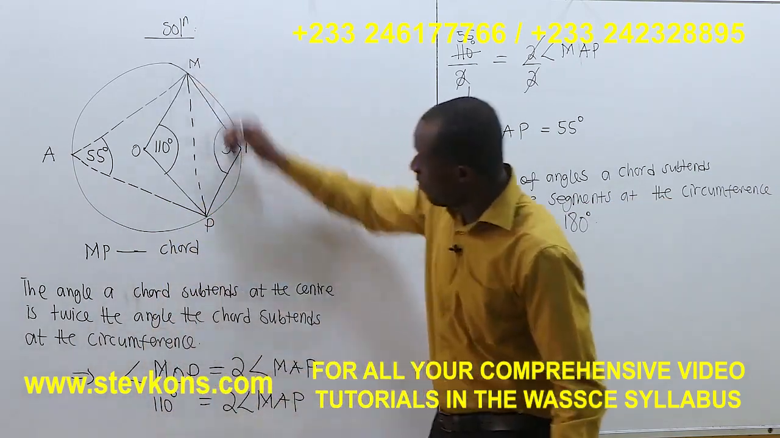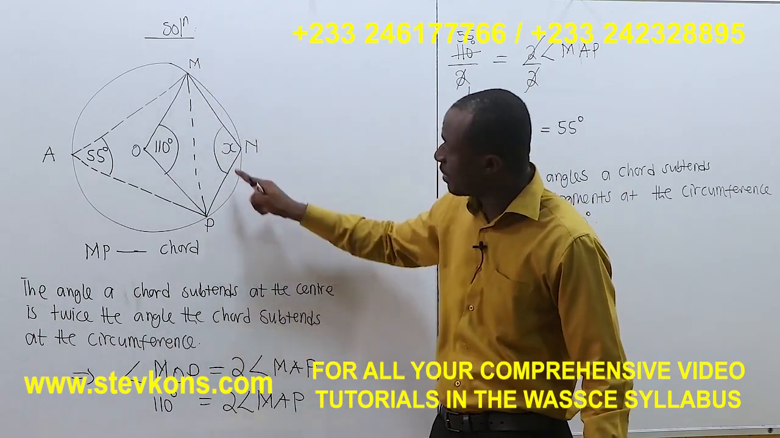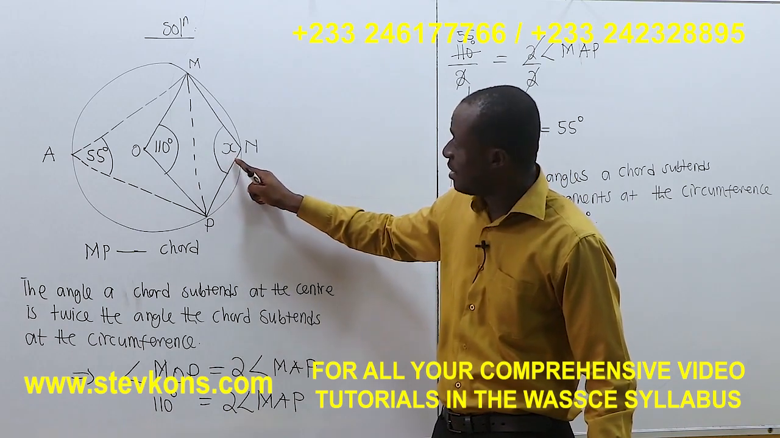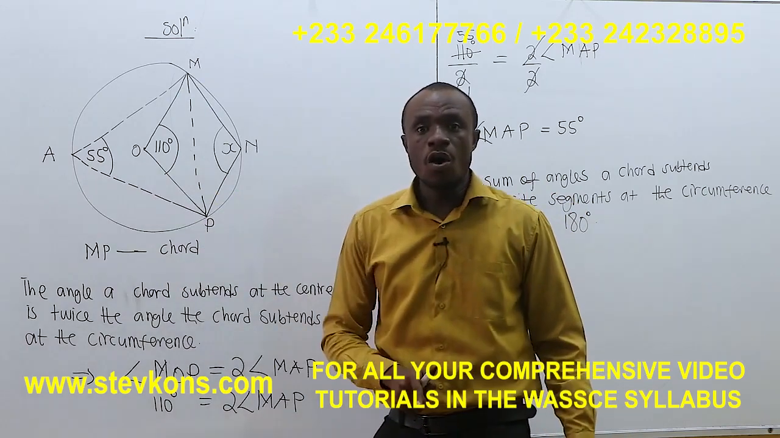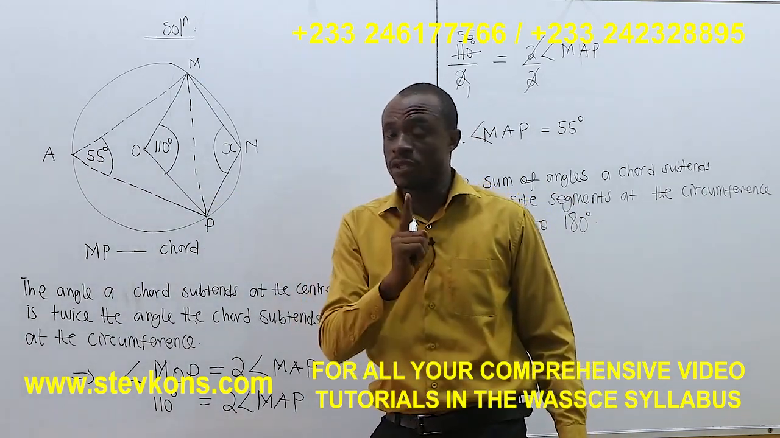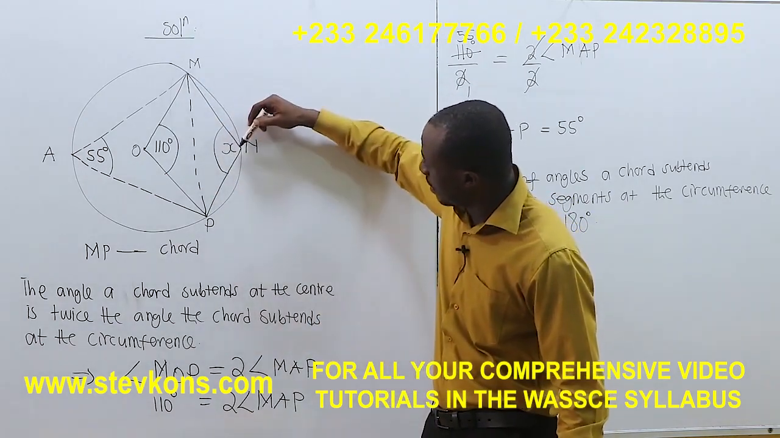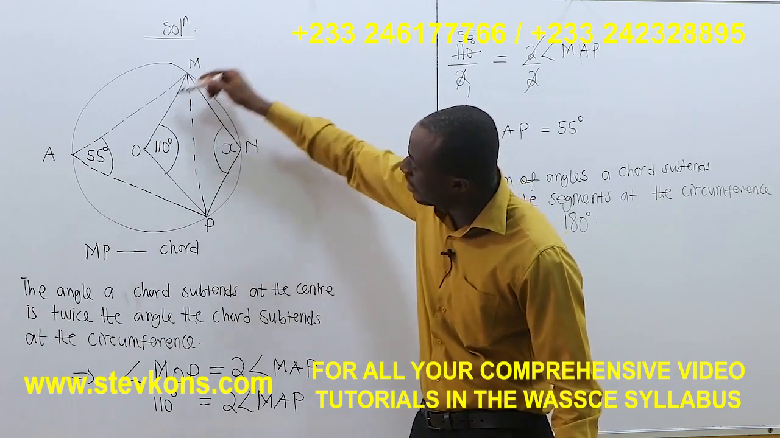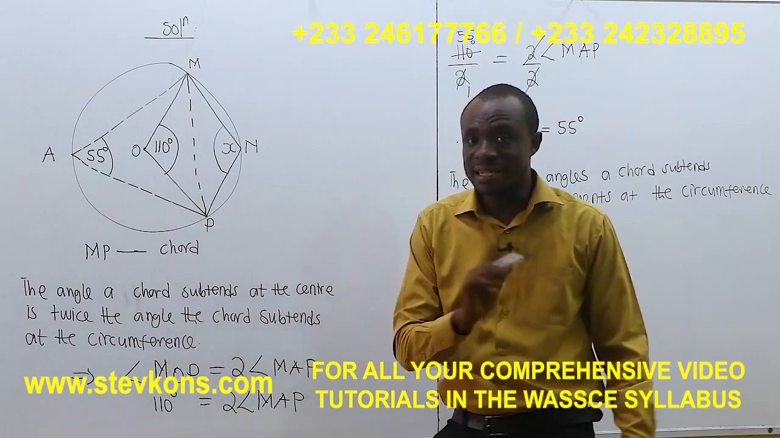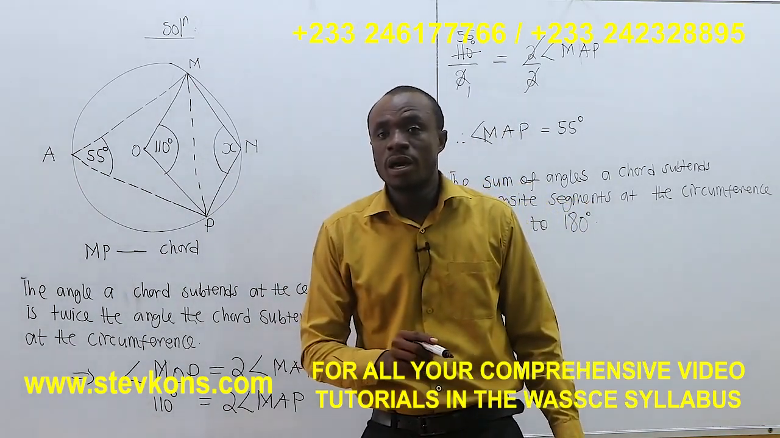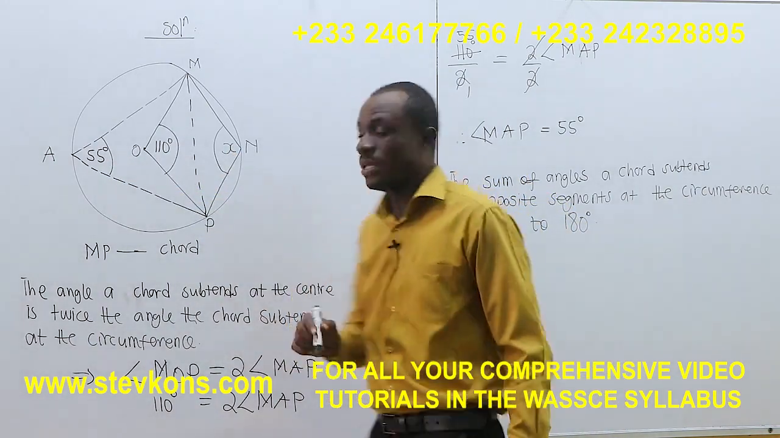So we are saying that MP is a chord and this MP is subtending an angle of X in one segment at the circumference. The same chord is subtending another angle of 55 degrees at the circumference. Pay attention, at the circumference, not at the center. So this plus this is never equal to 180, but the angle here plus the angle here add up to 180 degrees.